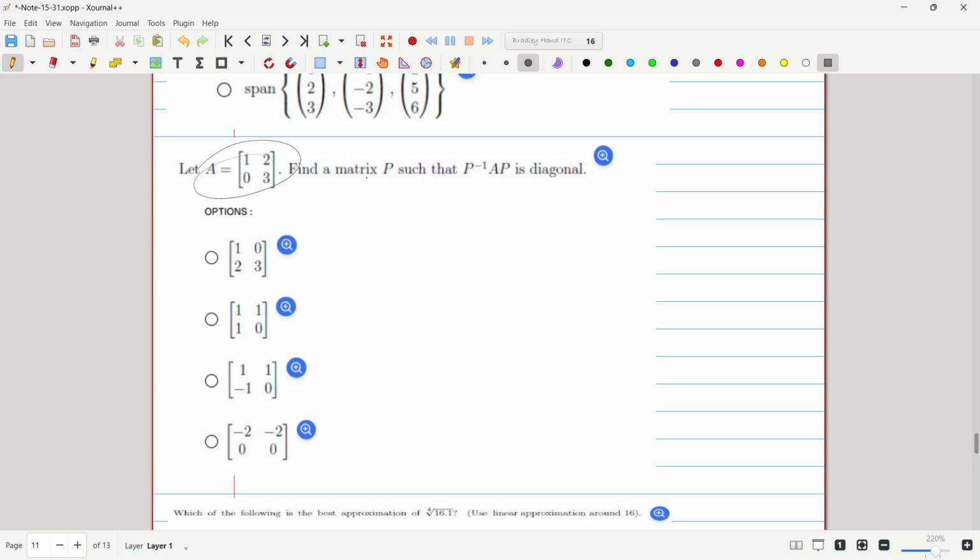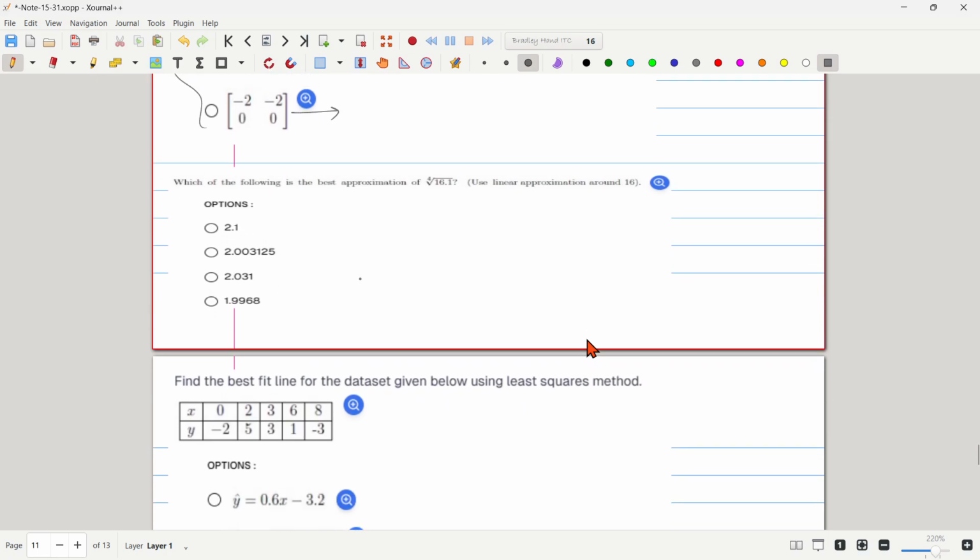Again, you are given matrix A, and you need to find the matrix P such that P inverse AP is diagonal. So you need to find the P matrix, right? All these options are P matrices. You can simply put the value of P here. All matrices are 2 cross 2, so finding the inverse will be very easy. You just need to interchange the diagonal elements and multiply the anti-diagonal elements by minus 1. Okay, so this will also be done.